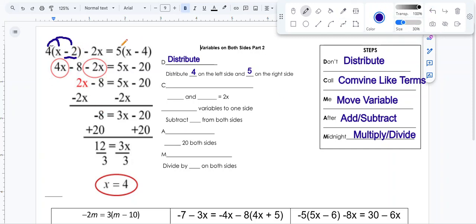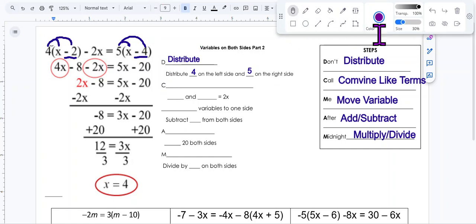I also have a 5 on my right side, so this 5 has to be multiplied to the two things in this parentheses. 5 times x is 5x. 5 times a negative 4 will give me a negative 20. Don't forget about that sign in front, remember? Okay, so our first step was distribute.